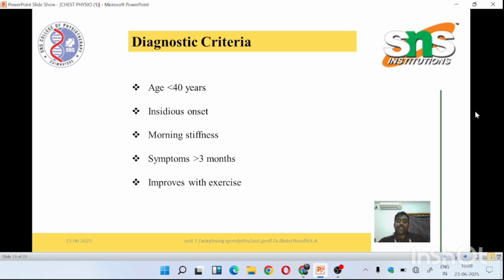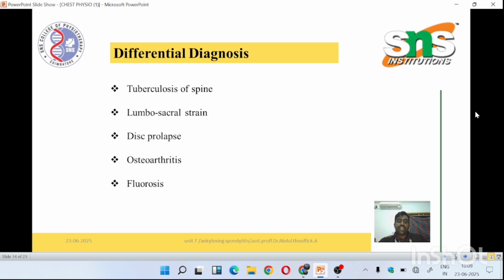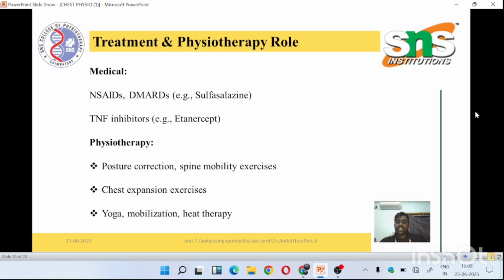What are the treatment options we can offer to patients? Medical treatment includes NSAIDs and DMARDs, including TNF inhibitors like etanercept. But physiotherapy is key to maintaining the functions of the body, and it plays an important role in helping ankylosing spondylitis patients improve their function.